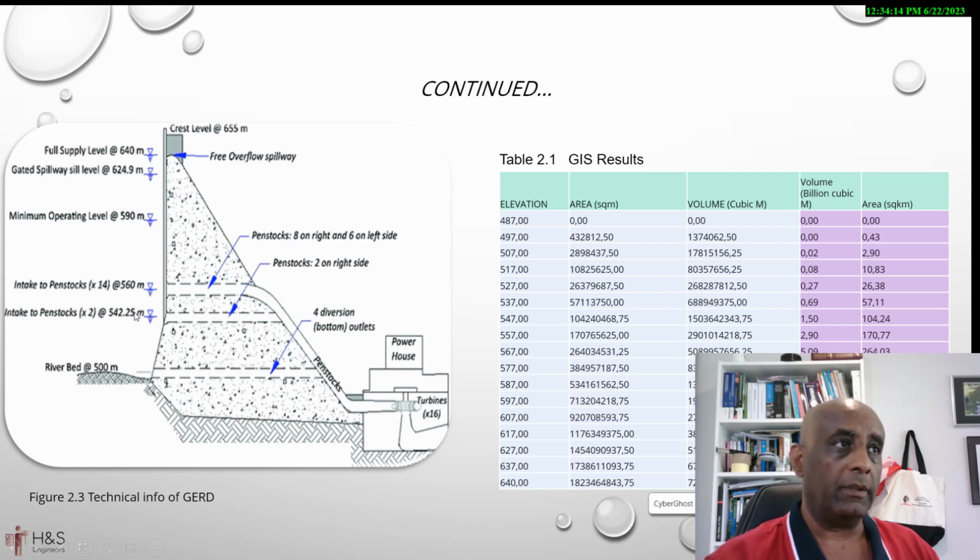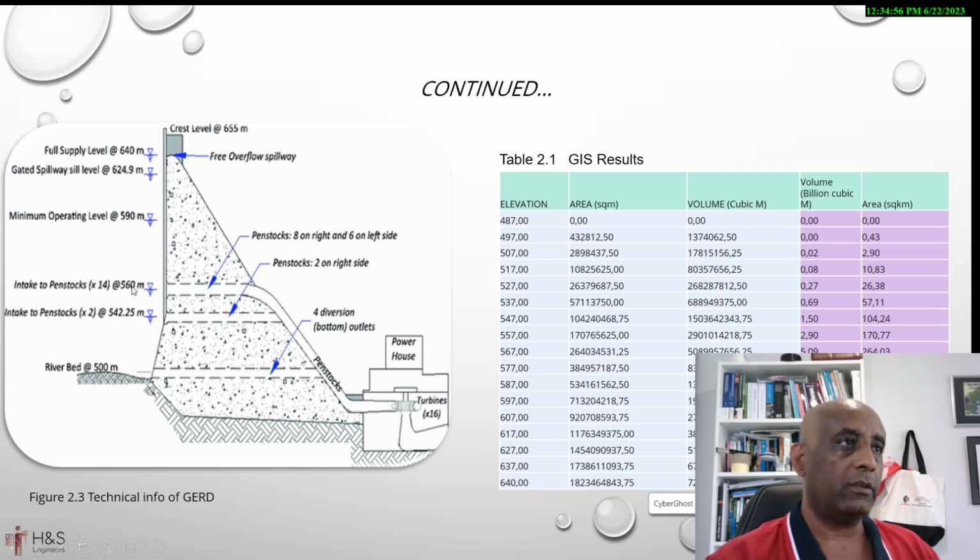So you can't, I mean, there is no head. You can't generate any electricity here. You need to have some head so that the water will have a pounding effect. It can run and hit the turbine, you know. So there should be some height above the outlet level of the penstocks, above 560 and 542. That's the minimum operating level, exactly 590 meter.